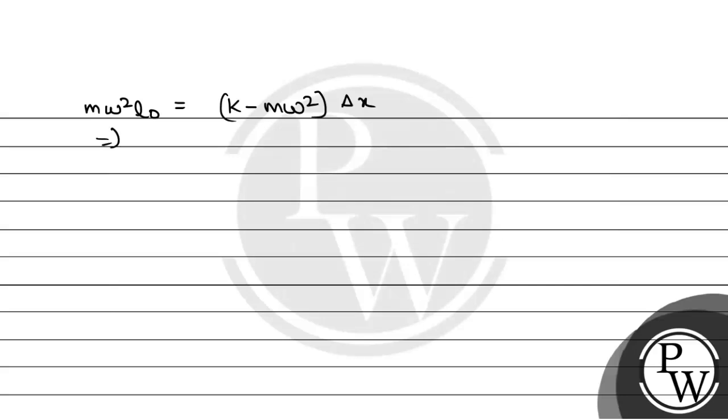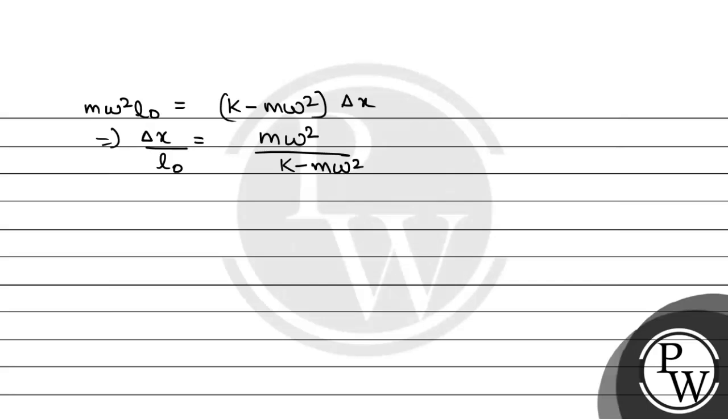Now we have to find the ratio delta x by L naught, that is the extension in the spring to the original natural length. So that will be equal to m omega square by k minus m omega square.